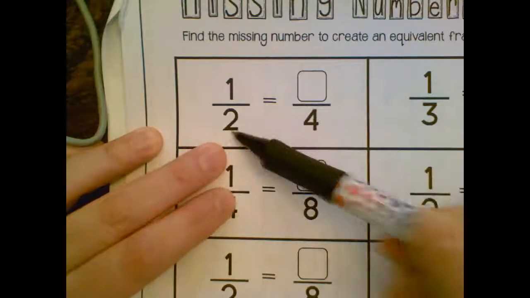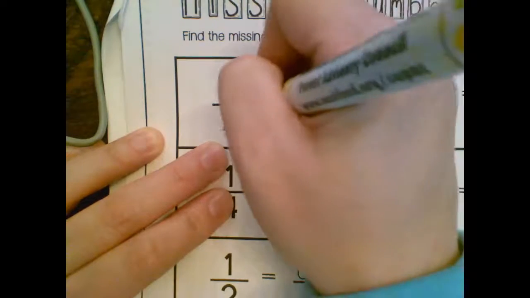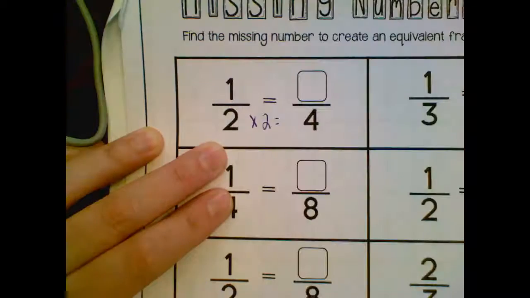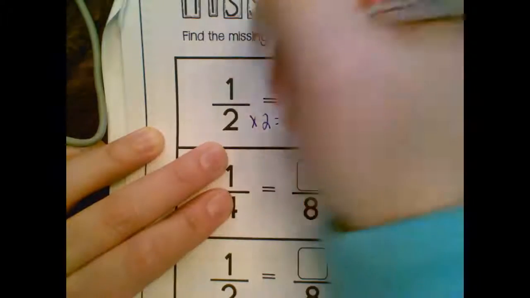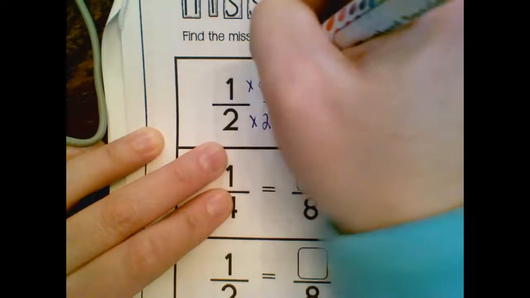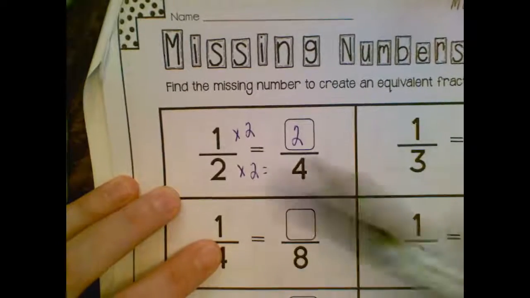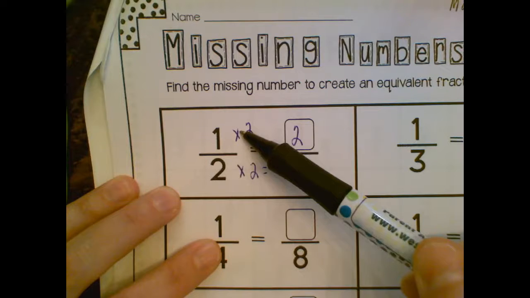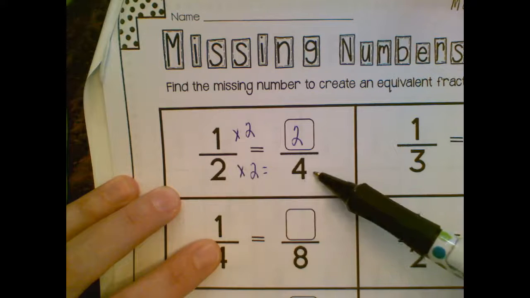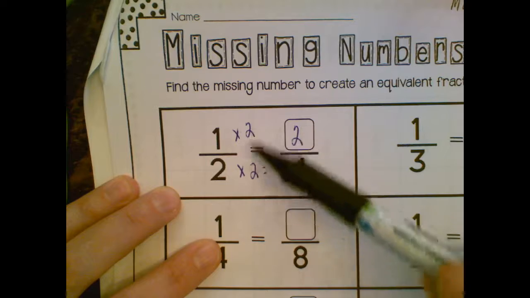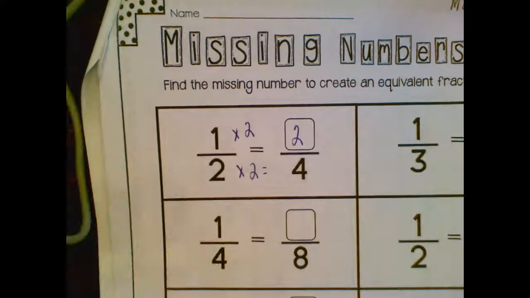Okay, so 2 times what gave you 4? So you're going to say 2 times 2. What you do to the bottom, you do to the top. So 1 times 2 is 2. So sometimes you're filling in the numerator and sometimes you're filling in the denominator. But as long as you remember the strategy of what you do to the numerator, you do to the denominator, and it has to be the same digit, you will do very well.